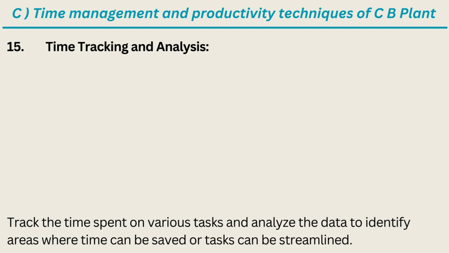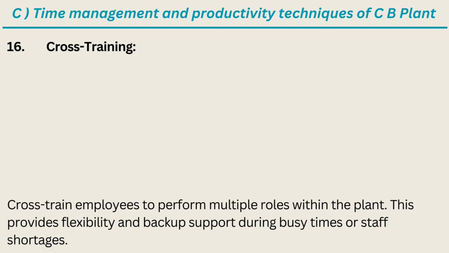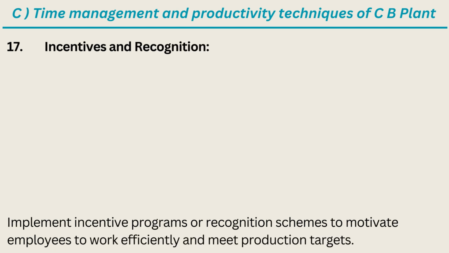15. Time tracking and analysis. Track the time spent on various tasks and analyze the data to identify areas where time can be saved or tasks can be streamlined. 16. Cross-training. Cross-train employees to perform multiple roles within the plant. This provides flexibility and backup support during busy times or staff shortages. 17. Incentives and recognition. Implement incentive programs or recognition schemes to motivate employees to work efficiently and meet production targets.